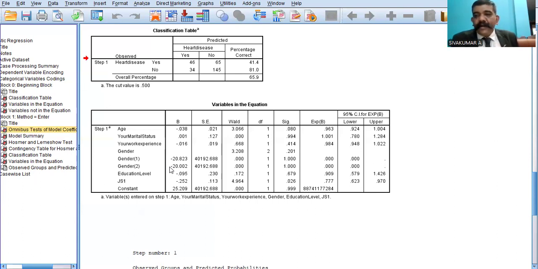Okay, those are the explanations regarding binary logistic regression. Okay, thank you.